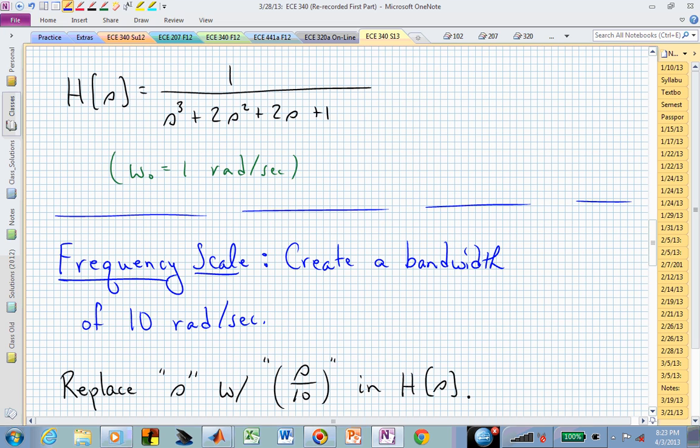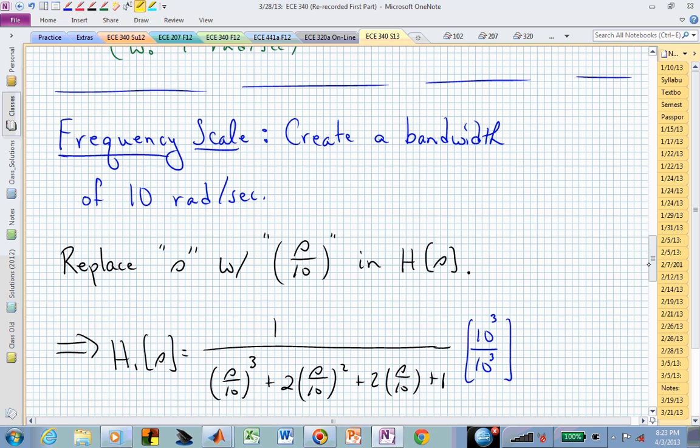Everywhere in the normalized transfer function, which was this H(s) equal to 1 over s cubed plus 2s squared plus 2s plus 1, everywhere we see an s, we replace it with s over 10. Doing that now produces a third order low pass filter with a bandwidth of 10 radians per second. We could keep it in what I've drawn here as H sub 1 of s in black, but that now in the denominator gives us s cubed over 1,000 plus 2s squared over 100 plus 2s over 10 plus 1.